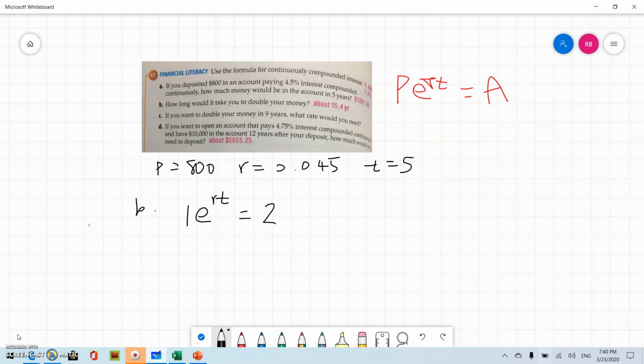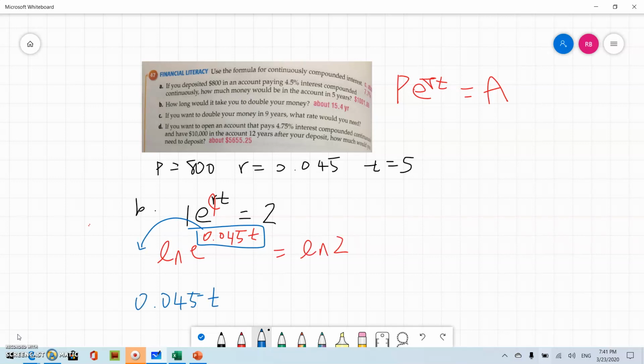And assuming that the rate stays the same as part A, all I need to do is plug in 0.045 here. And I have to use log to bring the t down, right? So it's very similar to what we just did in the previous problem. Again, this becomes multiplication. And then ln e is 1, so I'm not going to write that. And then to find t, we need to divide both sides by 0.045. And that should give you about 15.4 years.